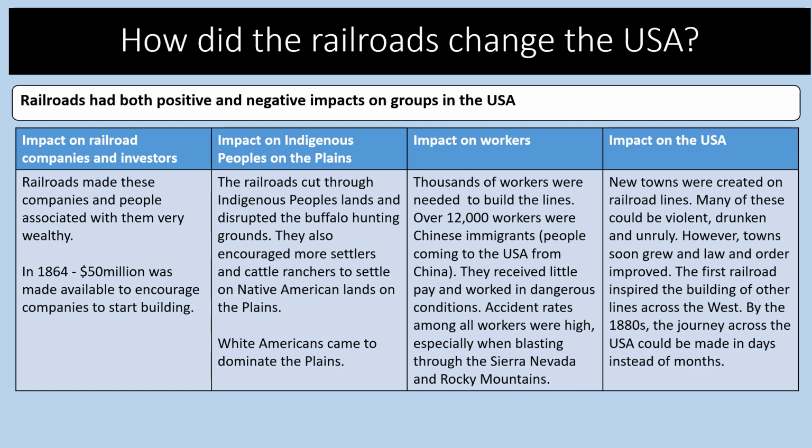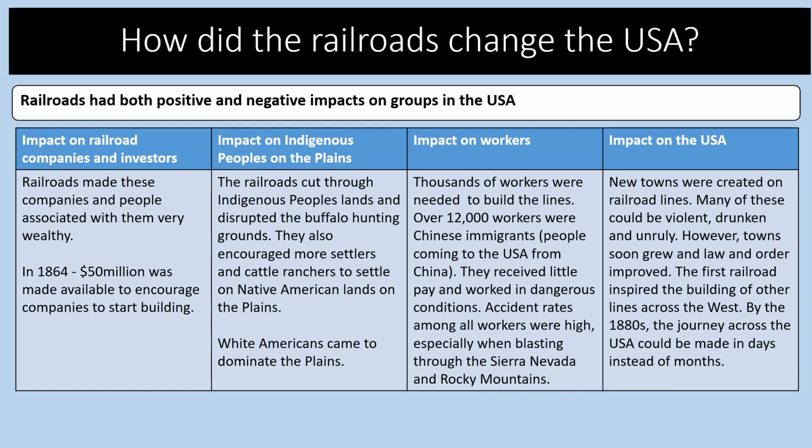In terms of the impact on workers, thousands of workers were needed to build the lines. As we found out, 12,000 workers were Chinese immigrants, people who came to the USA from China. They received very poor pay, and worked in terribly dangerous conditions. Accident rates were very, very high. We've already found out that 1,200 Chinese workers died. That's around about 10%.